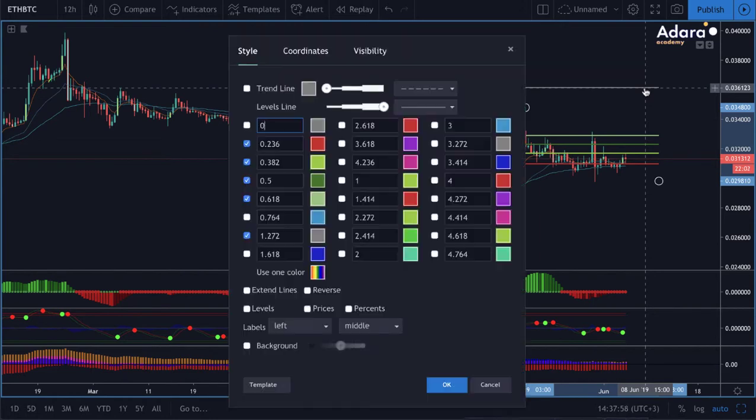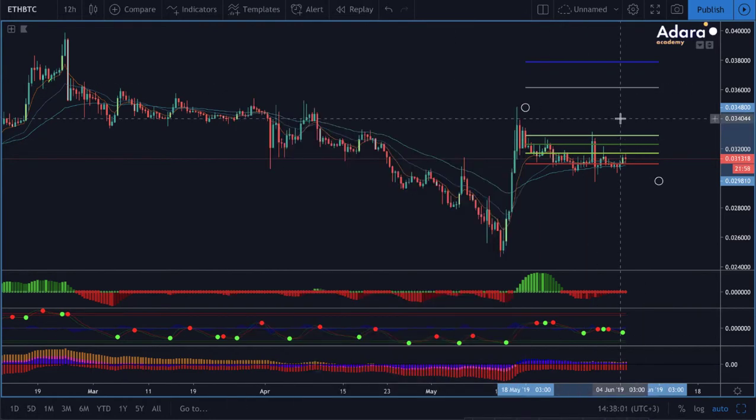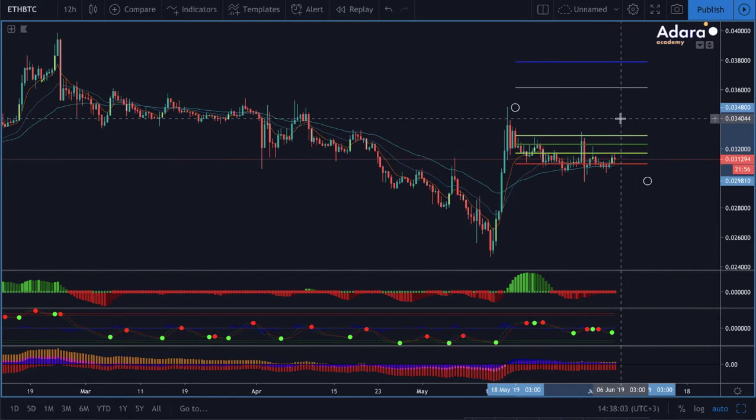But with the 1272 and the 1618. So these are indicative to show that if we do get a pop from here, my first price target would be around 0.36, and my second price target would be around 0.38. So that is what I would be looking for on ETH BTC.